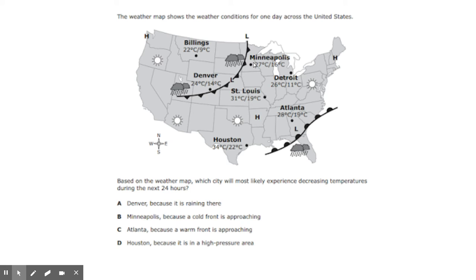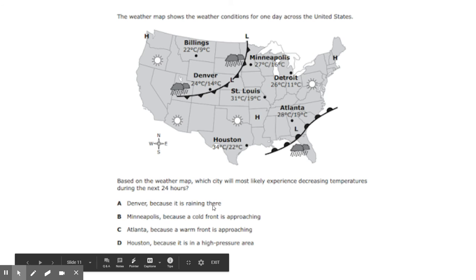next day or two that Minneapolis would get colder. St. Louis could get colder. Detroit would get colder. Minneapolis before St. Louis, and then St. Louis before Detroit. So now we're looking for an answer that would say that either Minneapolis, St. Louis, or Detroit is going to get colder.